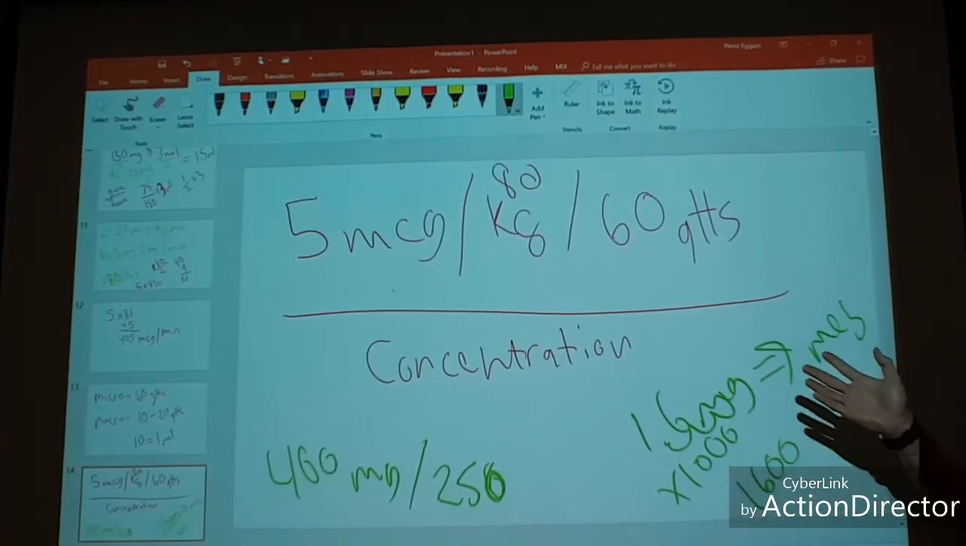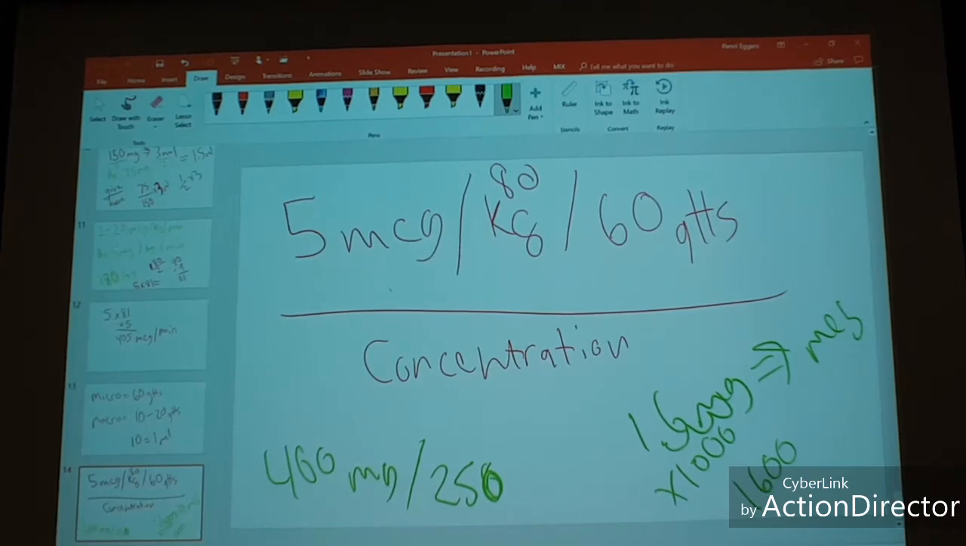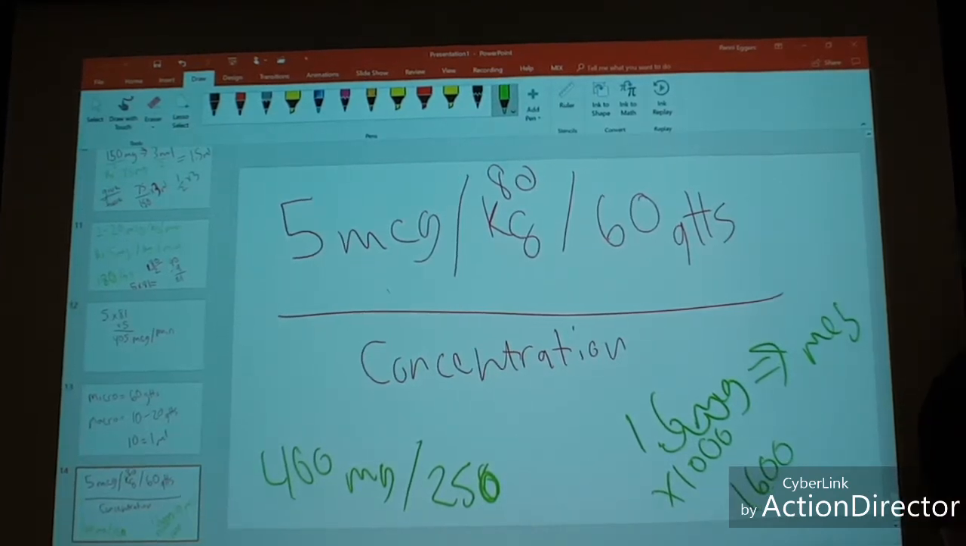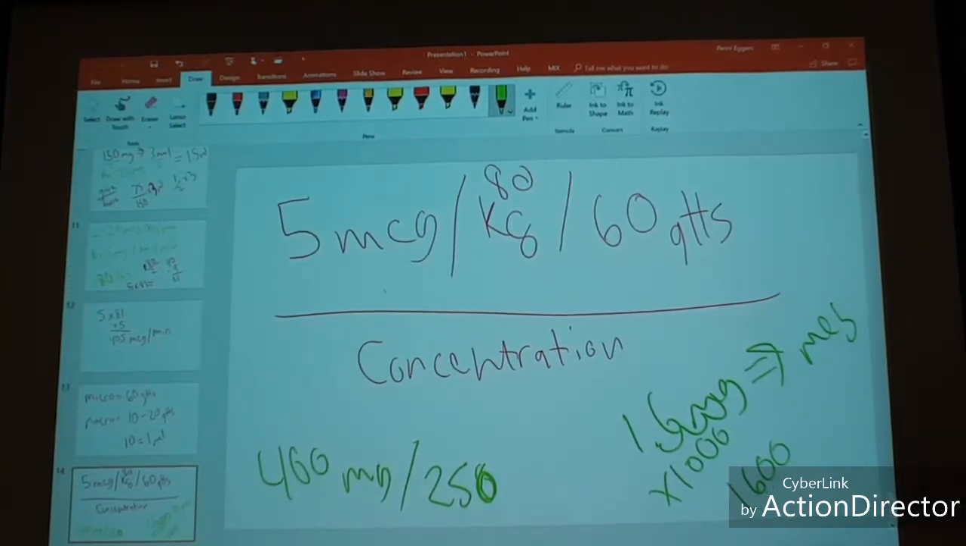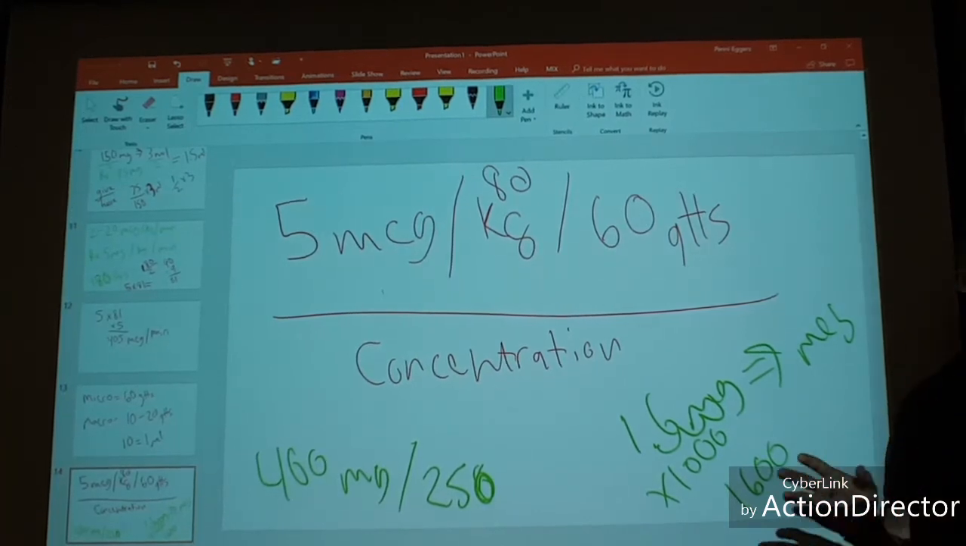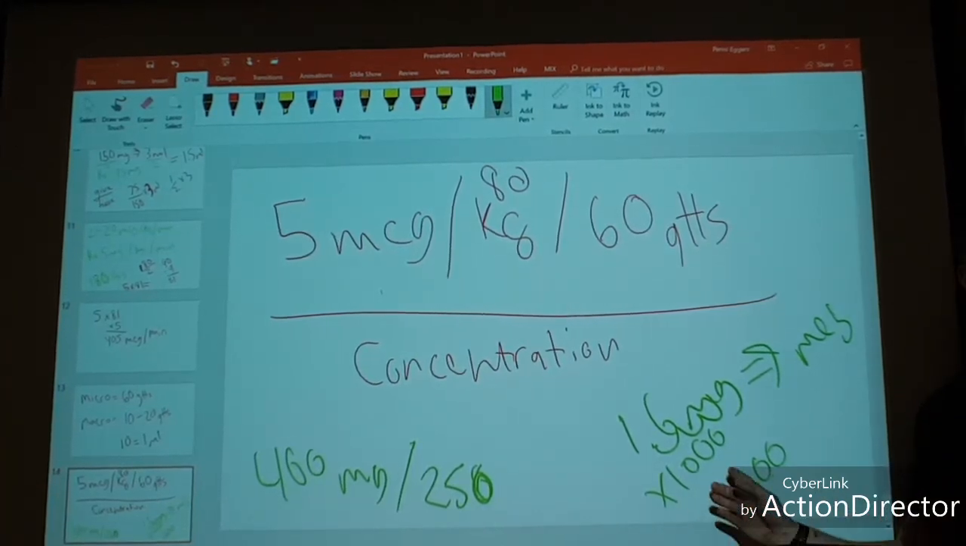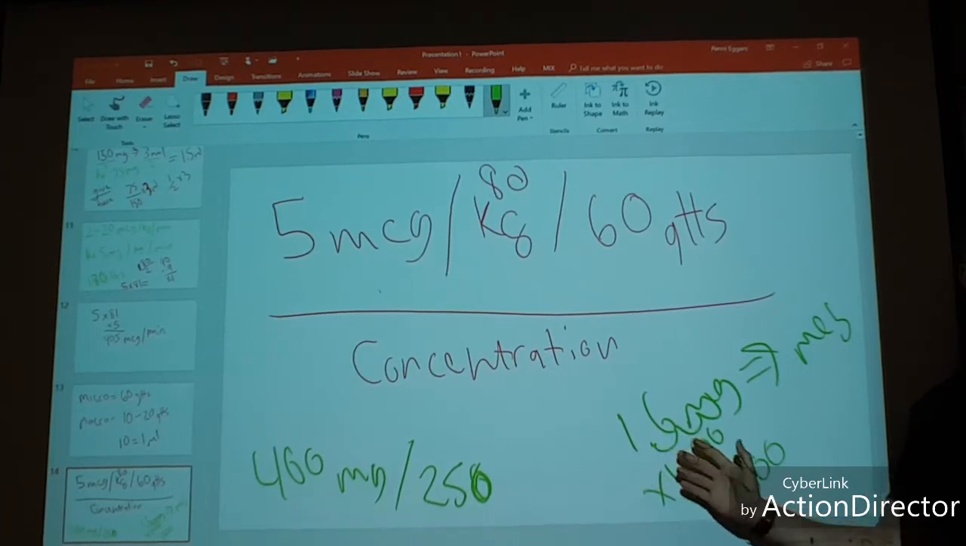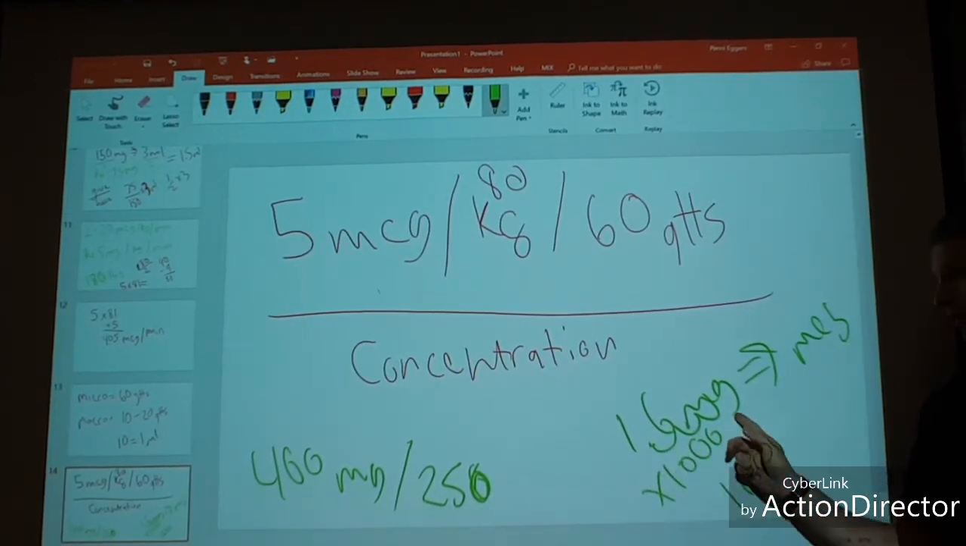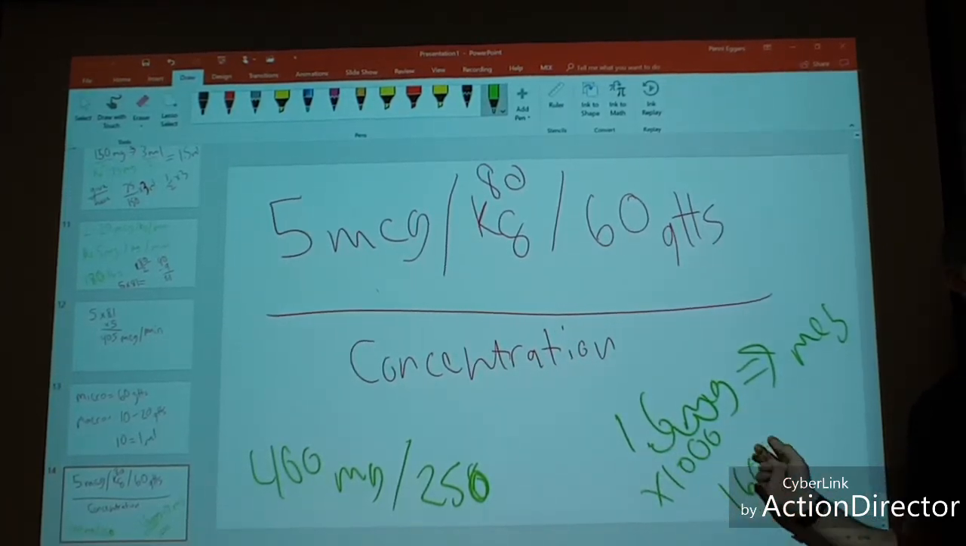So far, so good? No. What were you talking about? 250? Extremely lost. So I'm saying 1.6 milligrams is equal to 1,600 mics. That's all I'm talking about so far. Does that make sense to everybody? Yeah. 1.6 milligrams is equal to 1,600 mics.